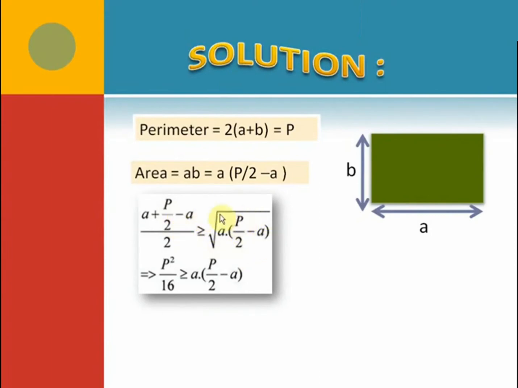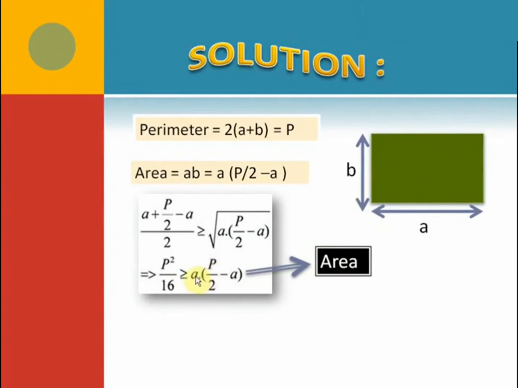And when we square both sides, as these two terms are positive, we get P square by 16 greater or equal to A into P by 2 minus A. Thus we get the inequality as P square by 16 greater or equal to A into P by 2 minus A. Now this is the area of this rectangle.